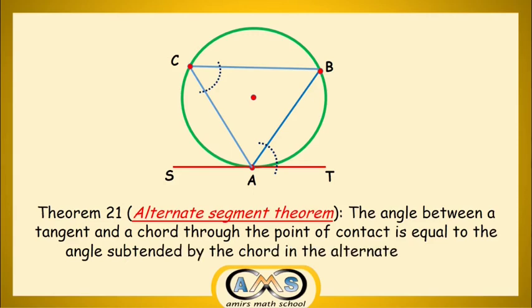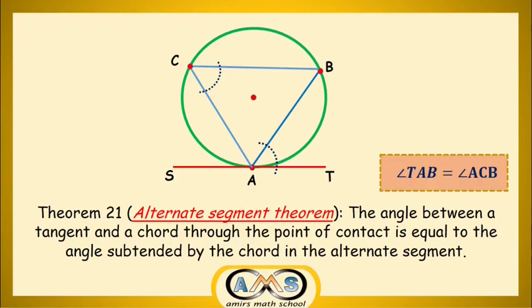That is, the angle TAB will be equal to the angle ACB. This angle and this angle will be equal, and similarly the angle SAC will be equal to the angle ABC. This one is called the alternate segment theorem.